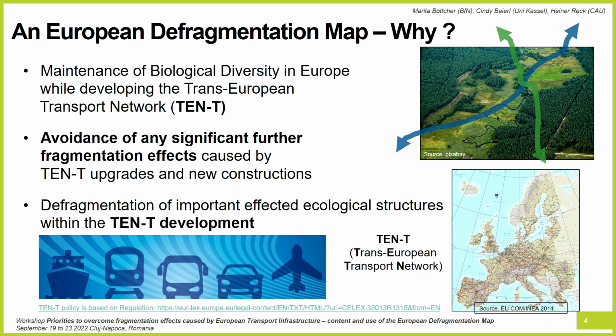And as you know, one aim of the European biodiversity strategy is to create and integrate ecological corridors as part of the Trans-European Network for Nature, to prevent genetic isolation, allow species to migrate, and maintain and enhance healthier ecosystems. And these two developments are struggling with each other. That's why we want to contribute to the avoidance of any significant further barrier effects caused by the TEN-T upgrades and new constructions.